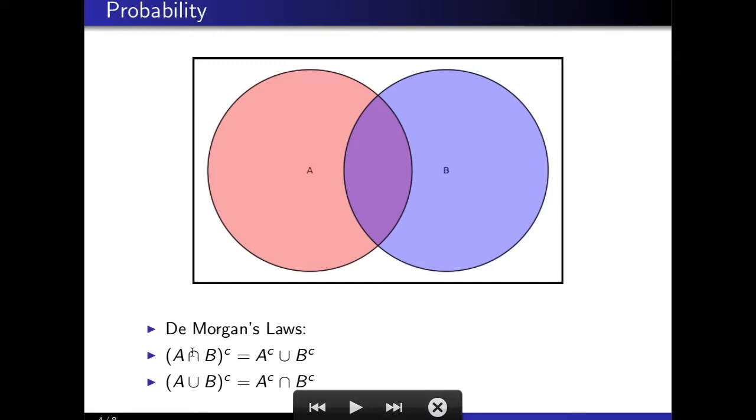So in this case, the complement of A and B occurring is that either A complement occurs or B complement occurs. Both could also occur. That's completely acceptable. And then the complement of A or B occurring is that both A complement and B complement must occur.